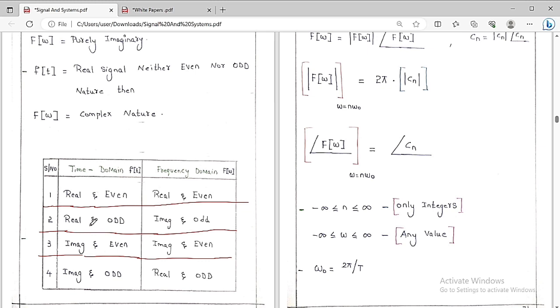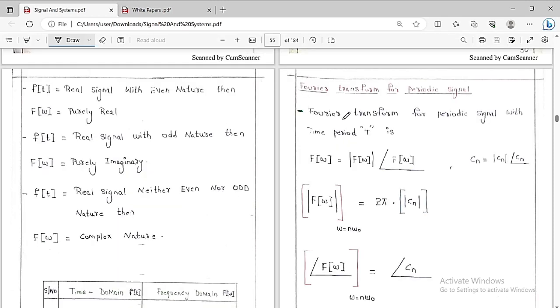If you know these two things, it is very simple. Just take the opposite: real's opposite is imaginary, imaginary's opposite is real, and the remaining things are the same. So these things you always have to keep in your mind, and like this you always have to analyze.